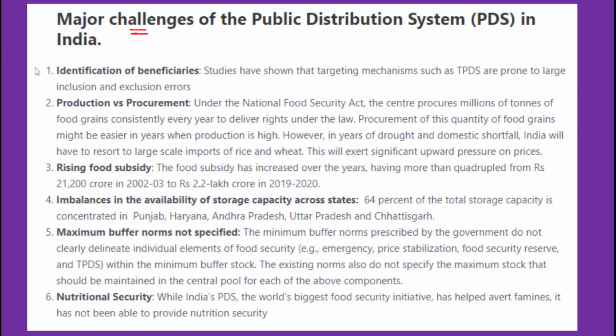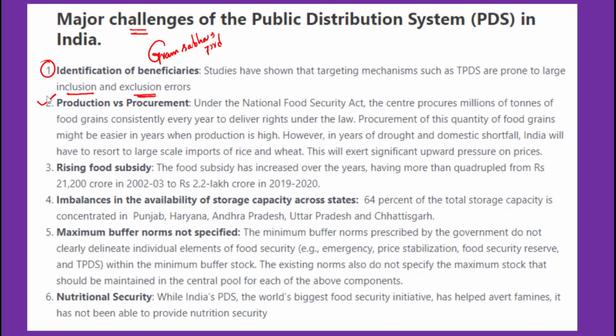The first challenge is identification of beneficiaries, which is one of the most crucial challenges, because the responsibility to identify the beneficiaries is given to the state governments. Because of lack of efficiency at the local level to identify the eligible beneficiaries, and even the poor functioning of Gram Sabhas under the 73rd Constitutional Amendment Act, there are a lot of inclusion and exclusion errors when it comes to the identification of beneficiaries.